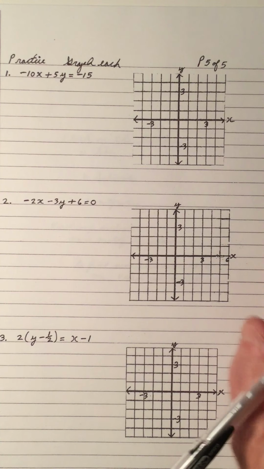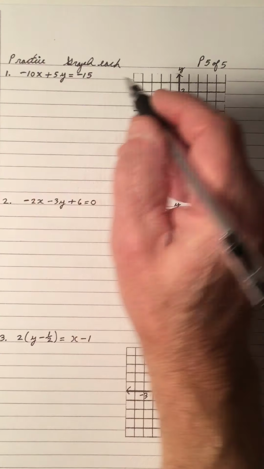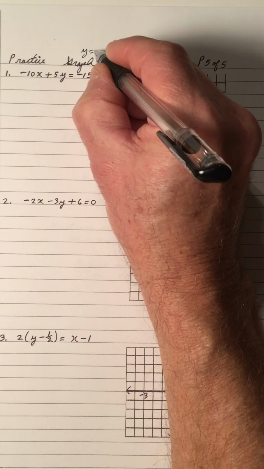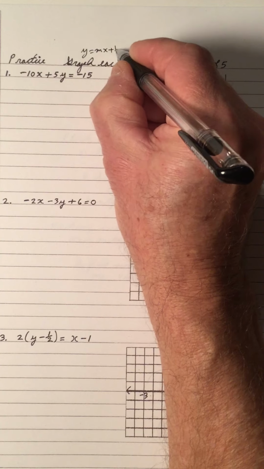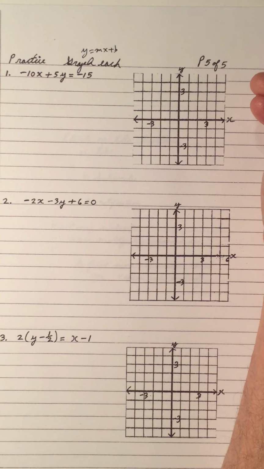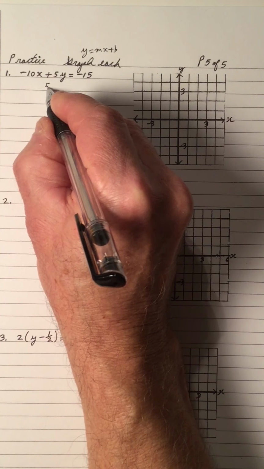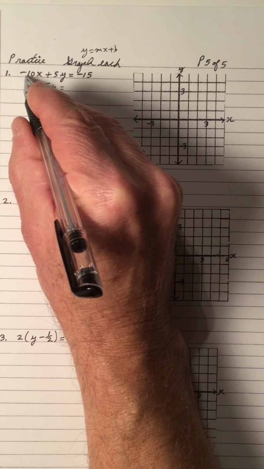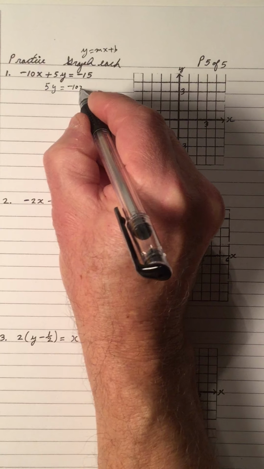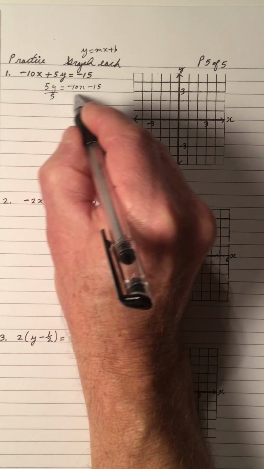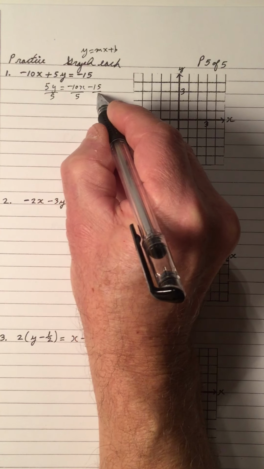Now we have practice, and practice means we have to graph these three on each of these axes. So to graph we need y equals mx plus b. So that means we have to take this equation and solve it for y. So 5y equals negative 10x minus 15. And we divide by 5, each term divided by 5.